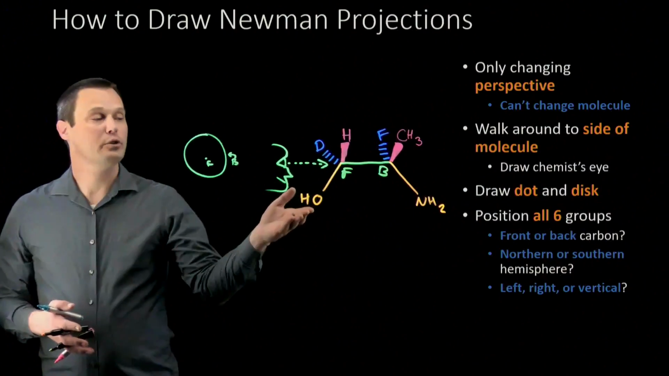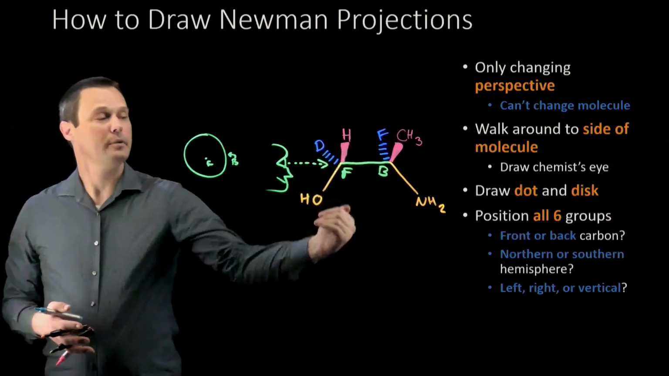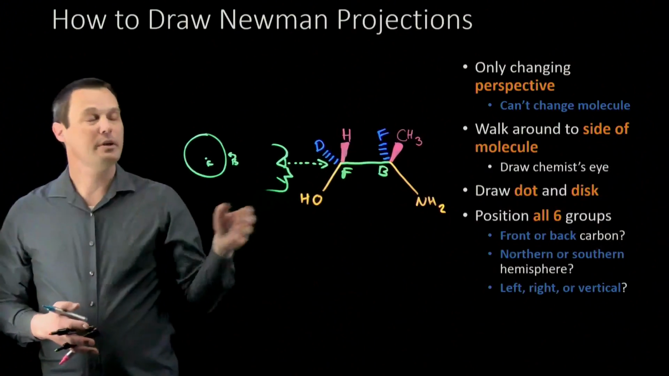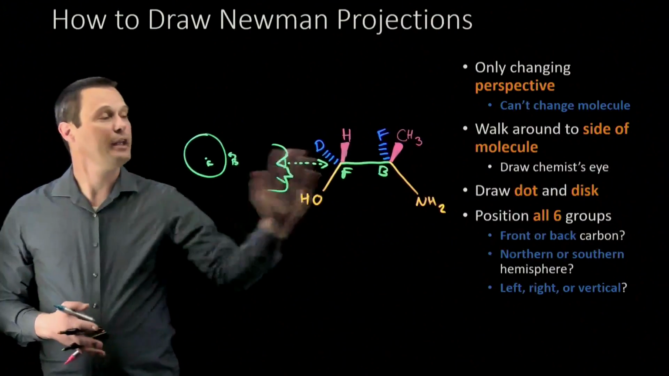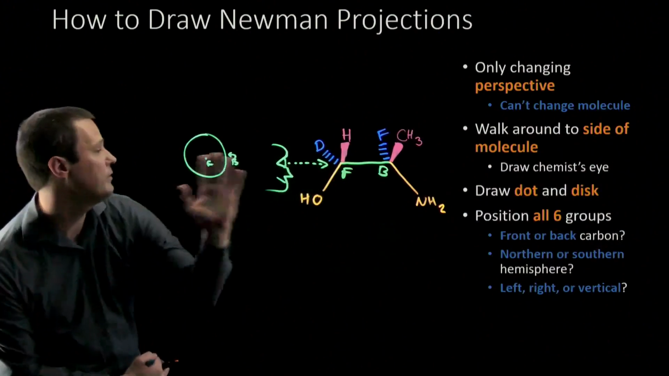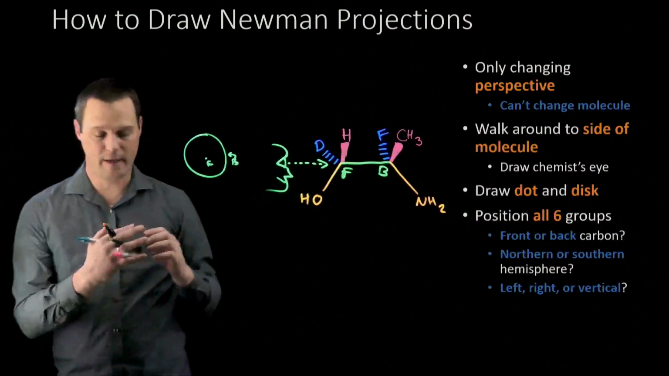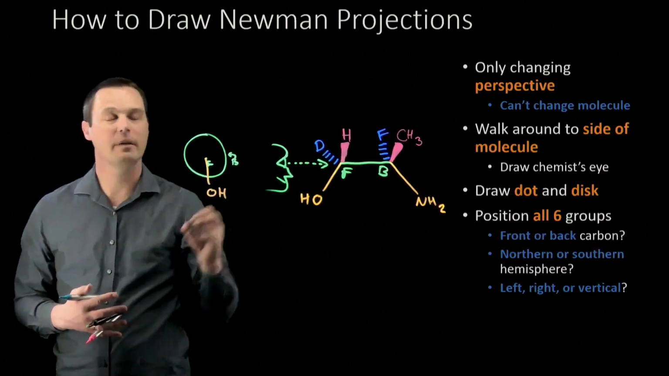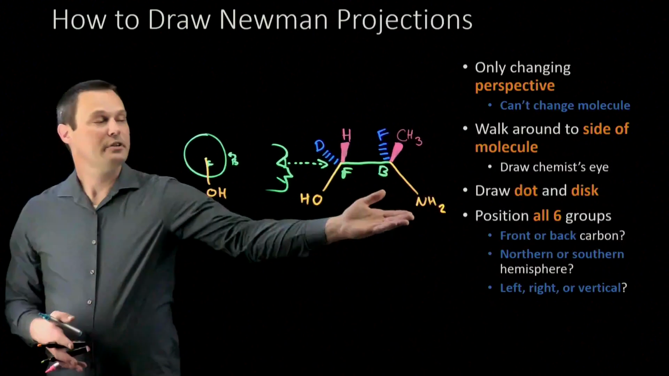Let's start with this OH group. This OH group is attached to the front carbon and it's in the southern hemisphere. So it'll be in the southern hemisphere attached to that front carbon. Will it be on the left, right, or vertical? If it's in the plane of the screen right now, when I orient myself next to that molecule, it's going to be on that vertical axis. So this OH group will be on the front carbon in the southern hemisphere on the vertical axis of the Newman projection.